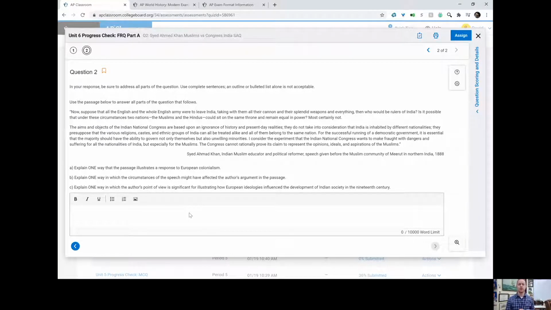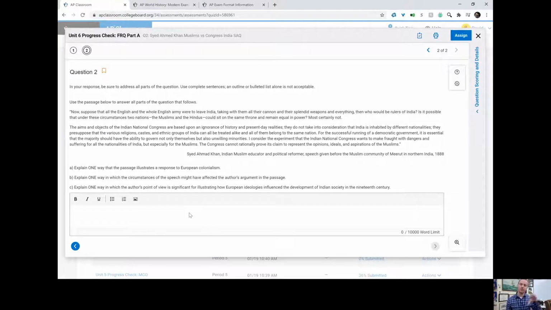So when you're reading this passage, you want to see, okay, how is it a response? Read it quickly. You're going to understand quickly that we're talking about the formation of the Indian National Congress. I'm going to spoil it for you, right? You can read it on your own. It's pretty quick. It's about the Indian National Congress. You've studied that. You can talk about it.